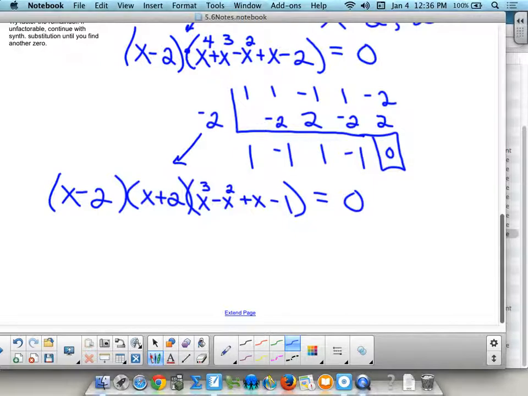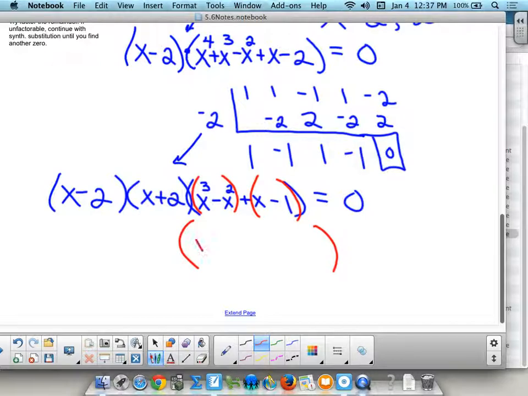They have nothing in common, but can you group 2 of them and group 2 others and then factor out something? If I group these 2 right here, and then I group these 2, what do these 2 have in common? X squared. What do these 2 have in common? Nothing except the number 1. So guys, watch what happens when you do this. Just kind of look at it.